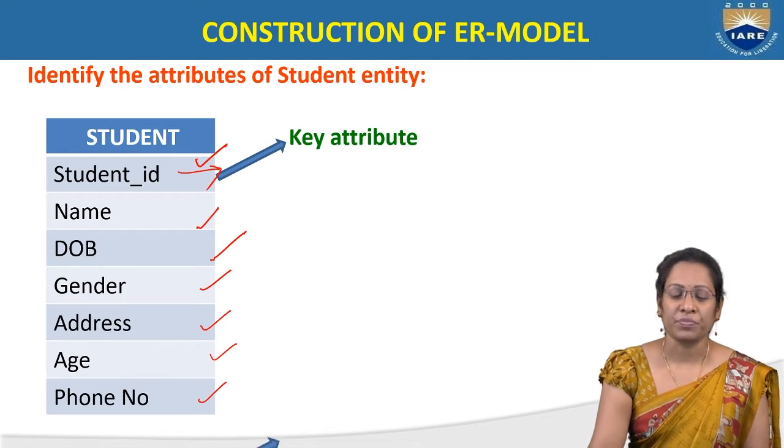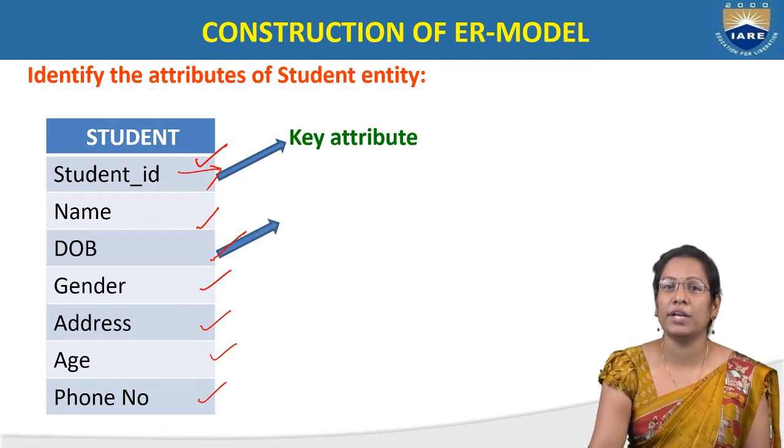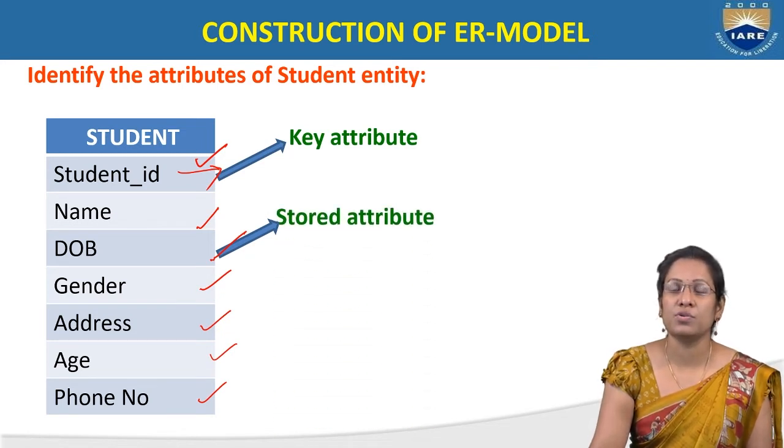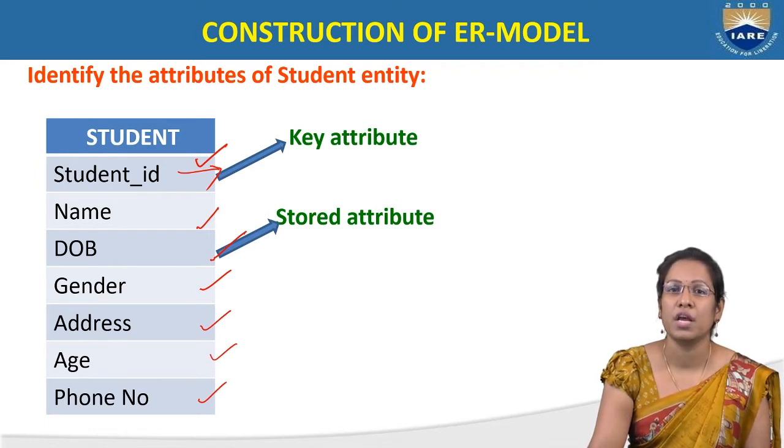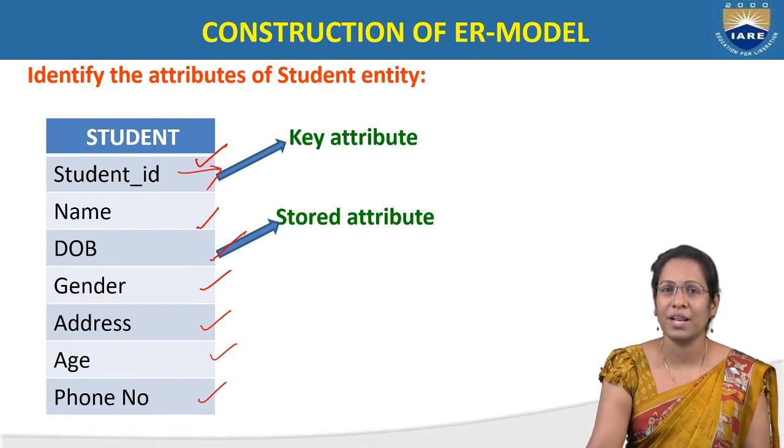And the next one we are going to see is DOB, nothing but date of birth. The date of birth is a stored attribute. This stored attribute will be given by the user. The value of this attribute should be given only by the user, and it will store this data, which will be useful for finding the age or anything for the other attribute. So that's why it is called a stored attribute.